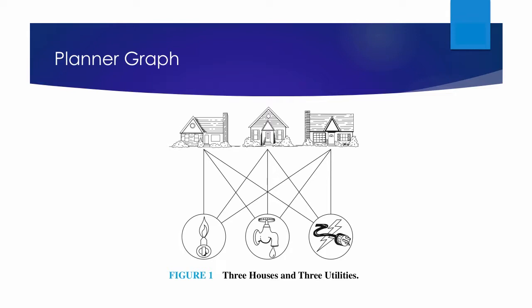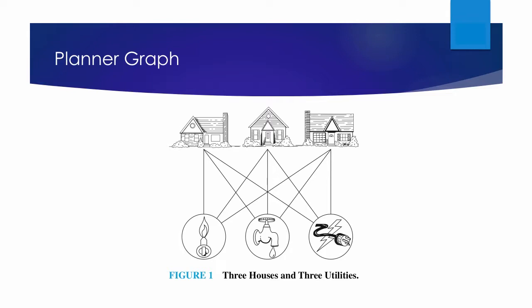This problem can be modeled using the complete bipartite graph K3,3. The original question can be rephrased as: can K3,3 be drawn in the plane so that no two of its edges cross? In this video, we will study the question of whether a graph can be drawn in the plane without edges crossing. In particular, we will answer the houses and utilities problem.